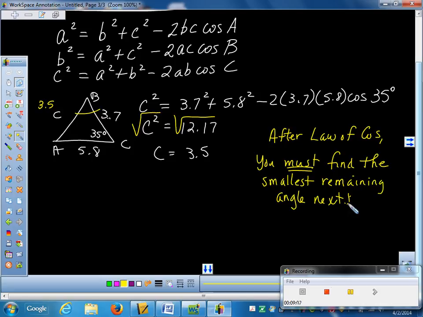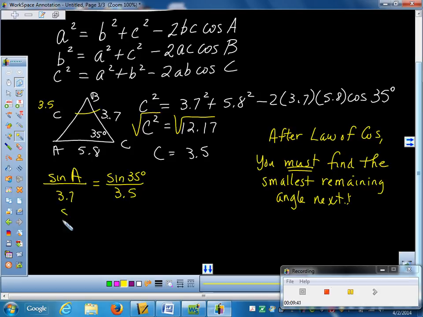If I have a moment, I'll prove that to you. But here, in our case, we said do I want to solve for B or A? The smallest angle is going to be A, so I would need to set up a law of sines to solve for A. So sine of A over 3.7, and then the pair I now know is 35 and the 3.5 we just found.